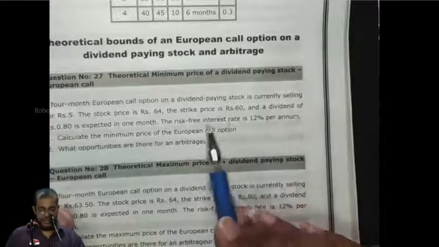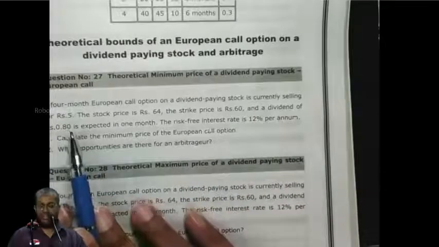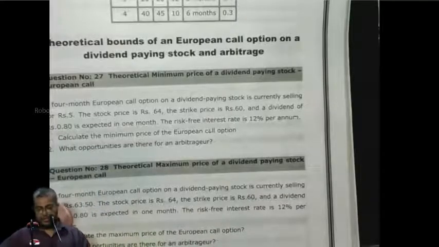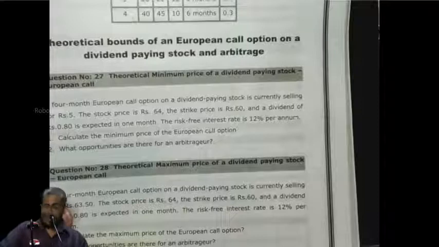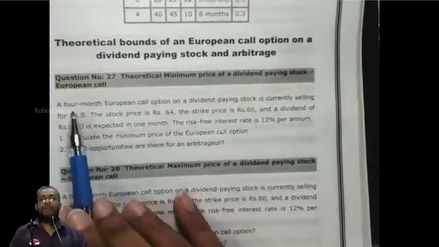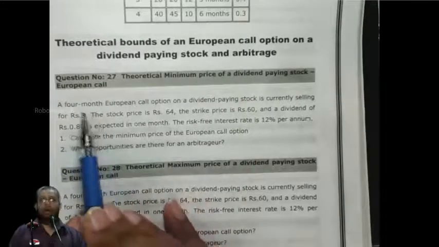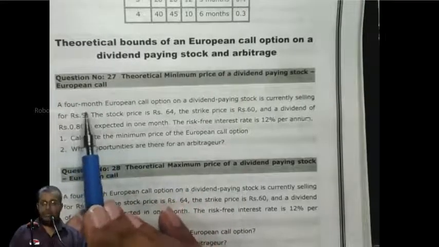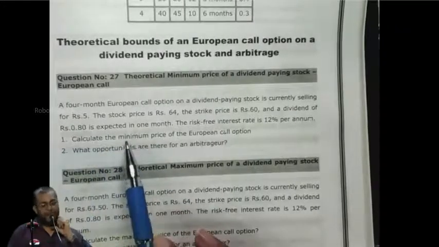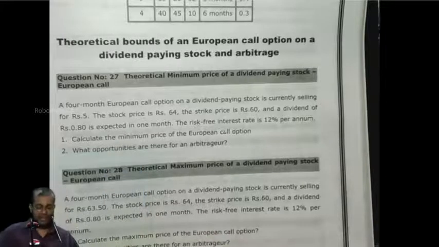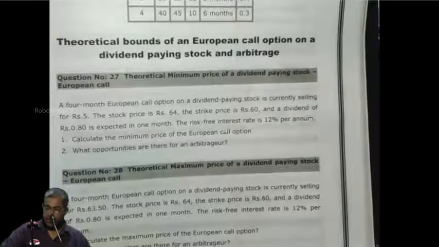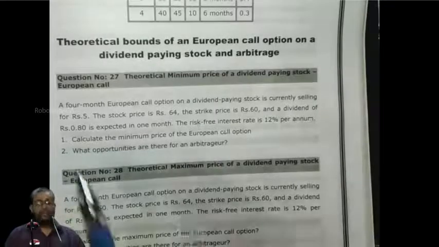Dividend is equal to 0.80. Option term: what is the option term? 4 months, it is a 4 month call, as given in the first line of the question. Dividend date: after 1 month. And interest rate, how much percent? 12%.